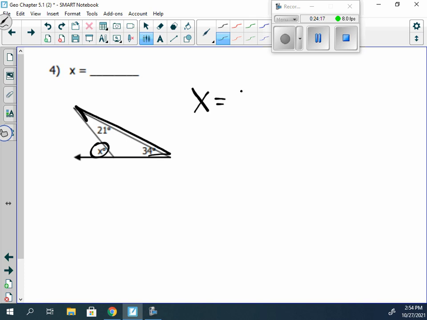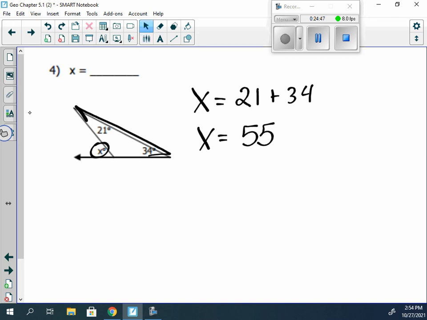So x is equal to what? Yeah, 21 plus 34, and 21 plus 34 is 55 degrees, because the exterior angle is equal to the sum of the opposite two interior angles. The exterior angle, the one outside, is always going to equal the sum of the opposite two interior angles. Yep, because it's just asking for x.